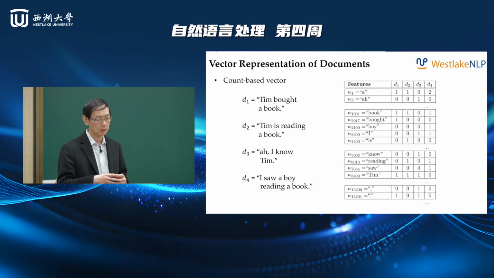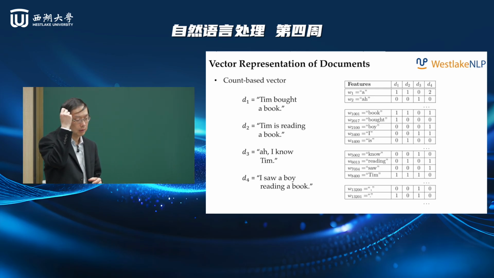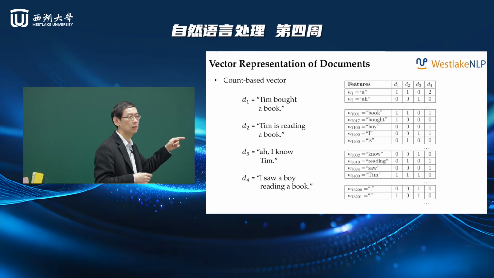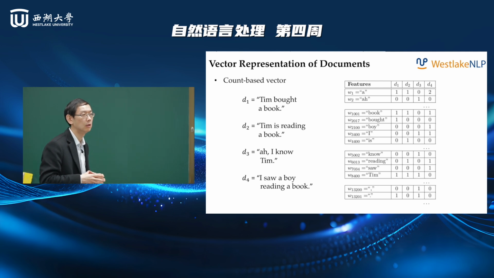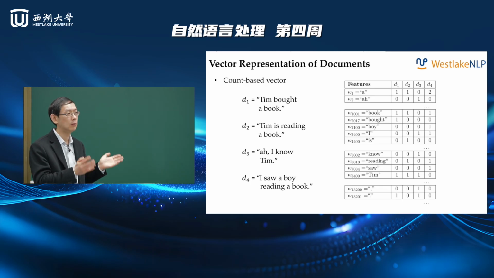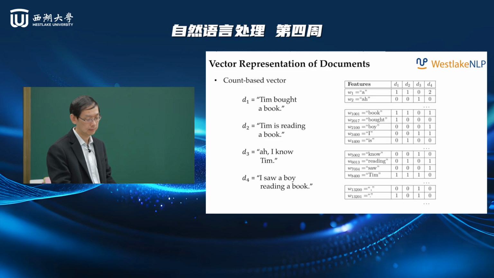So similarly, if you map, I saw a boy reading a book, the first row will have a count of 2, because the word exists in the document twice, right? And for the other words, they're just the counts, right?